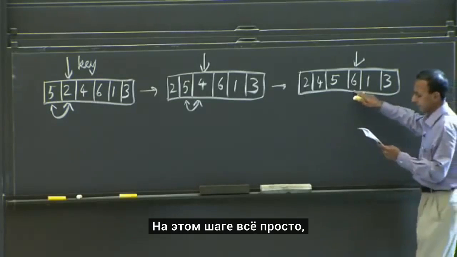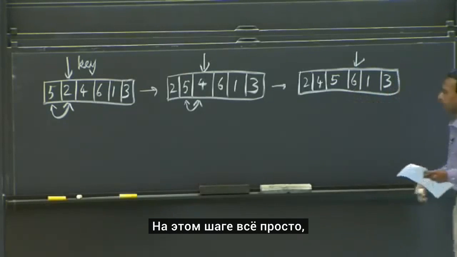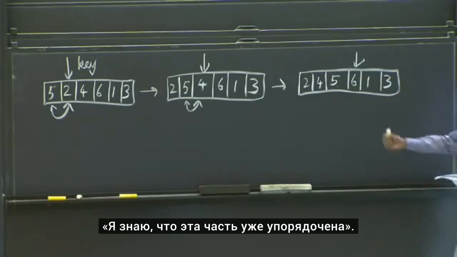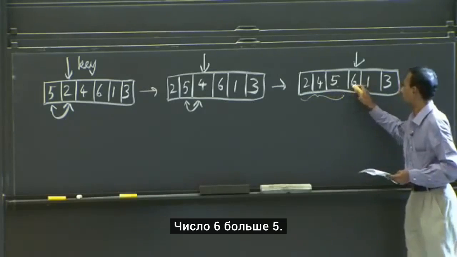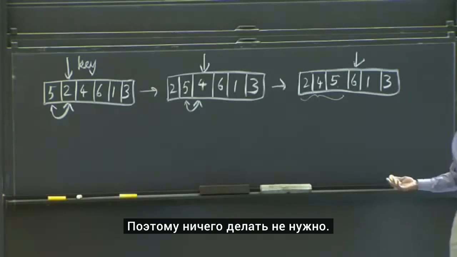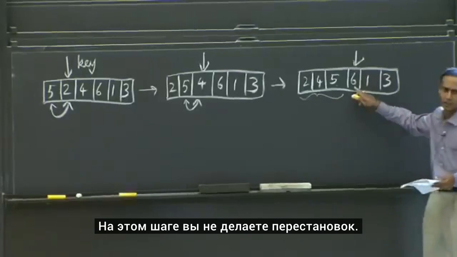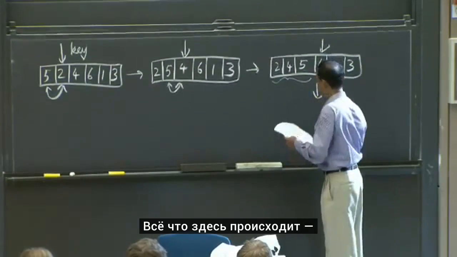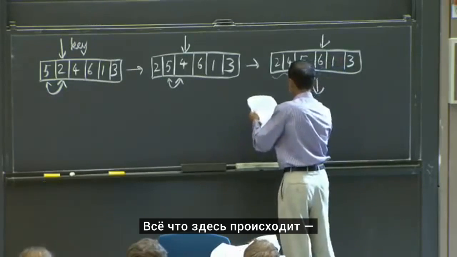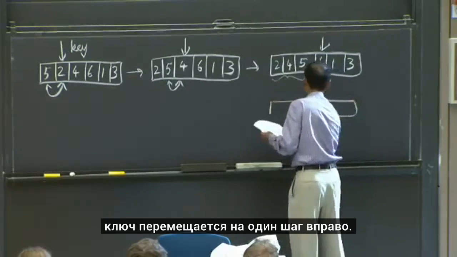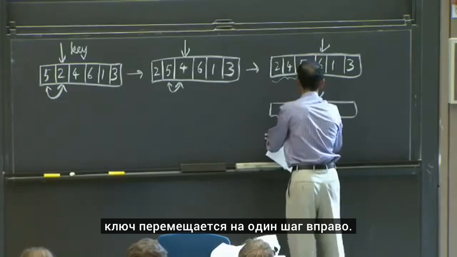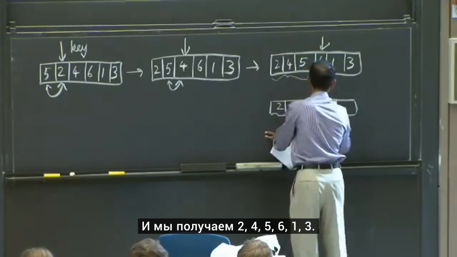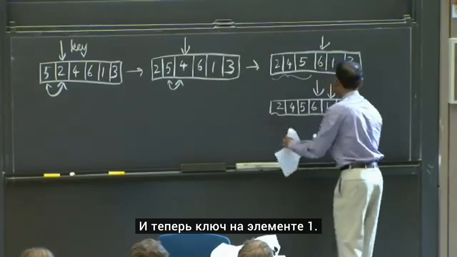Now at this point, things are kind of easy in the sense that you look at it and you say, well, I know that this part is already sorted. 6 is greater than 5, so you have to do nothing. There are no swaps that happen in this step. All that happens here is you move the key one step to the right. So you have 2, 4, 5, 6, 1, 3, and your key is now at 1.